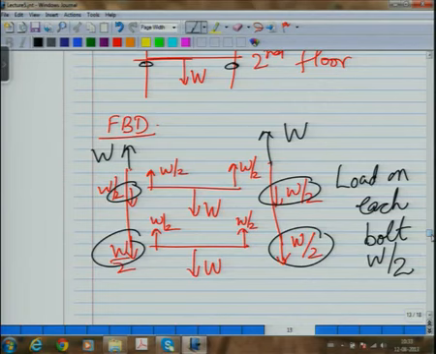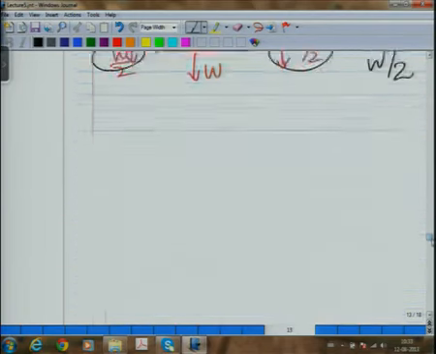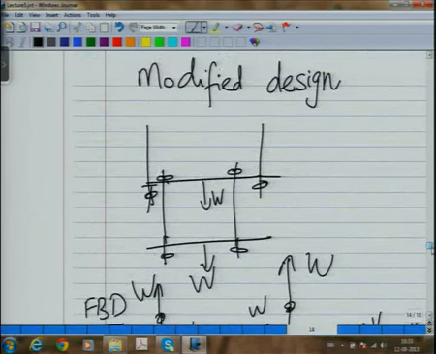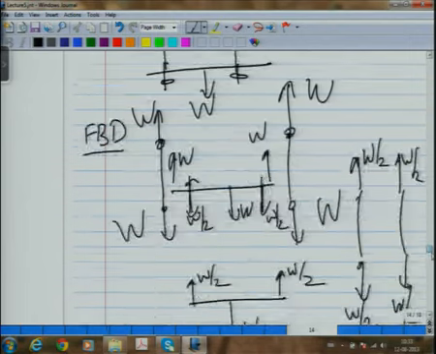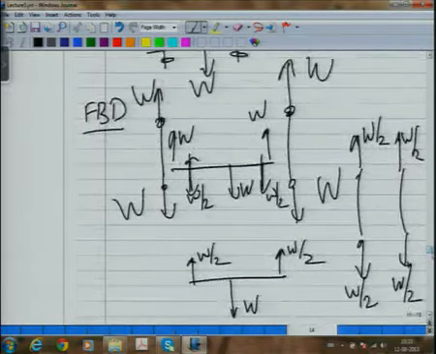Now we look at the modified design. In the modified design, what was done was that these two things were hanging from the top. You put 2 bolts here, and then this, which was a single structure, is now split into 2, and then you have this one with 2 bolts here and this one with 2 bolts here. Now let's do a simple free body diagram analysis of this.